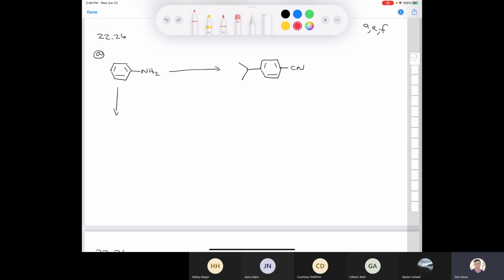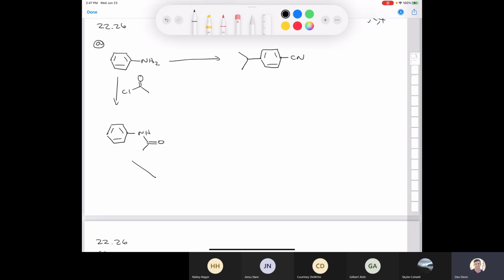And so what we're going to have to do is acetylate the amine like this. Okay, so let's acetylate that amine. And what that will do is mitigate the reactivity such that the nitrogen will not react with the Lewis acid. So now we're free to install that isopropyl group. We'll use isopropyl chloride. So this is just a Friedel-Crafts alkylation. We'll use iron(III) chloride. And there you go. Now we've got our isopropyl group installed on our ring.